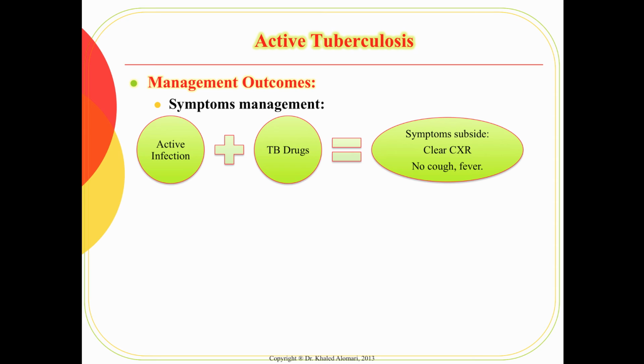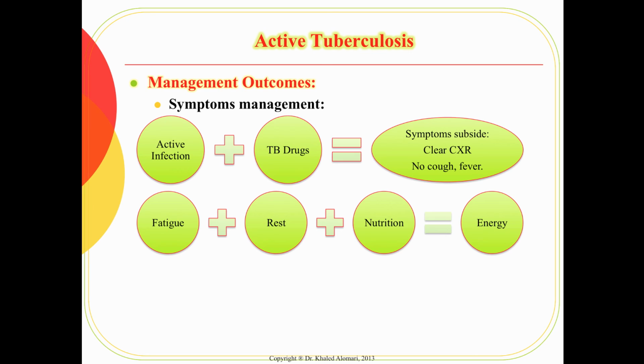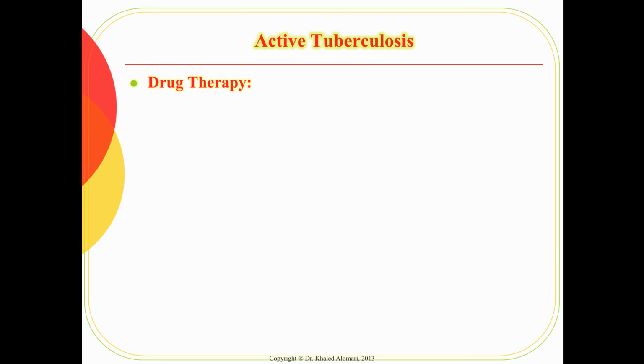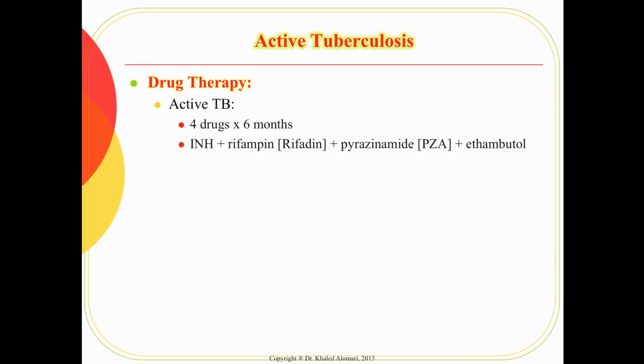And so usually we give at least 3 to 4 medications at the same time for a long time, varies between 6 months to 9 months. And of course what we're looking for is that the disease becomes inactive as evidenced by a clear chest x-ray and no symptoms of active TB. This patient needs to rest and needs nutrition because we need this energy to fight the infection. And as far as the drugs, again, if the patient has active TB, we usually use between 3 to 4 drugs between 6 to 9 months to eradicate this infection.